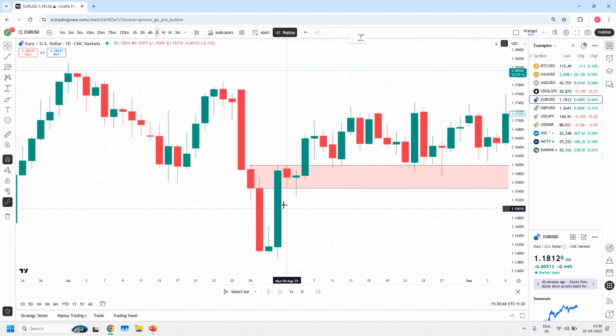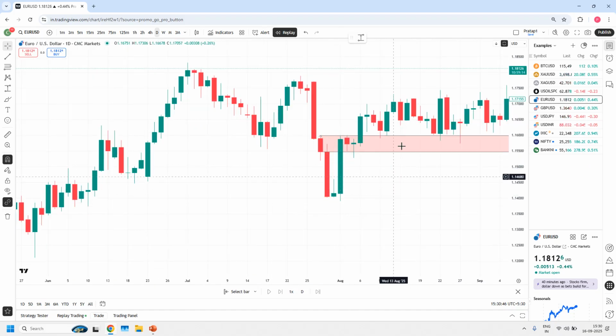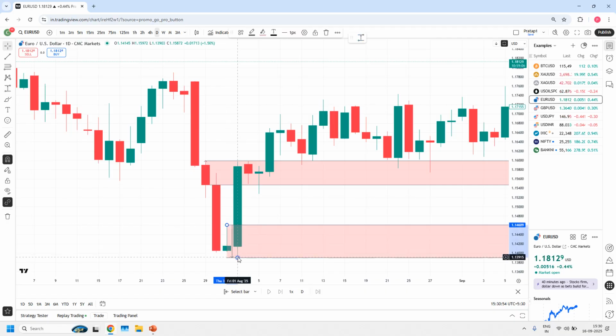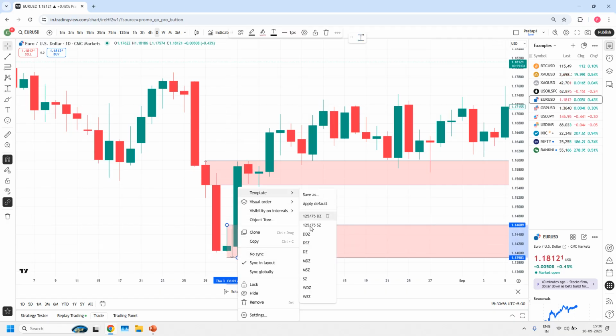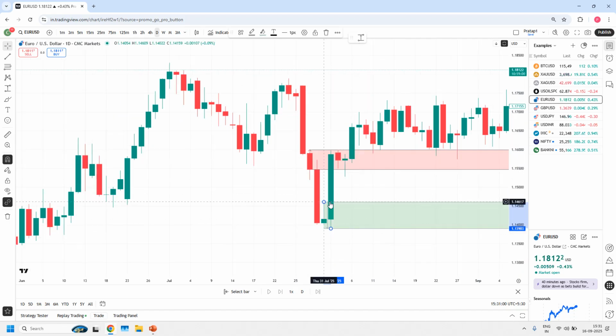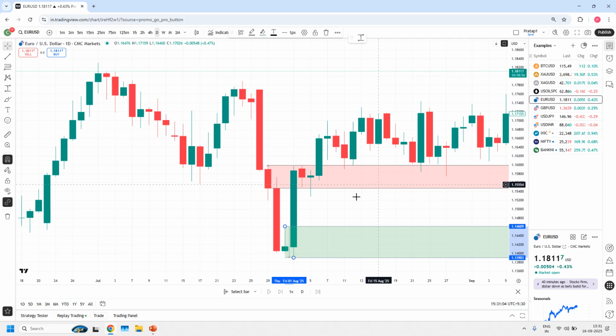Now here a demand zone is created, rally base rally. Now I'm going to ask you a question, you have to answer. Now this demand zone got the zone achievement. Did this demand zone get the achievement? Just think for a while.